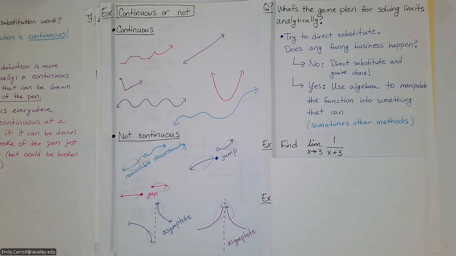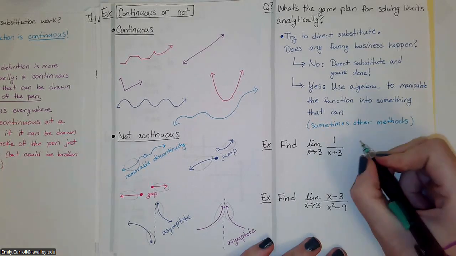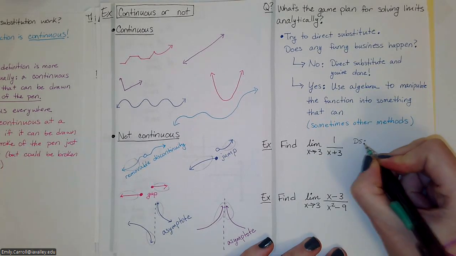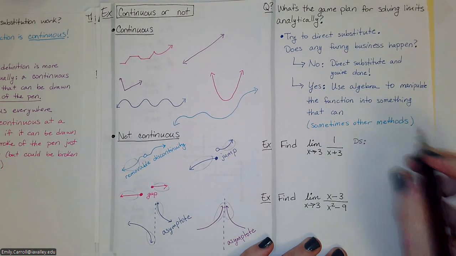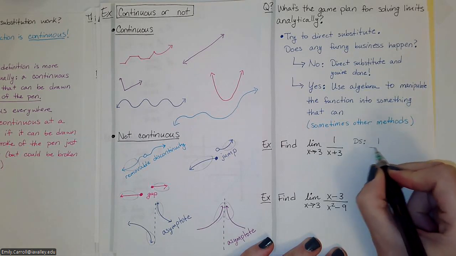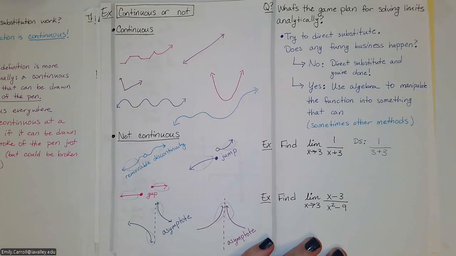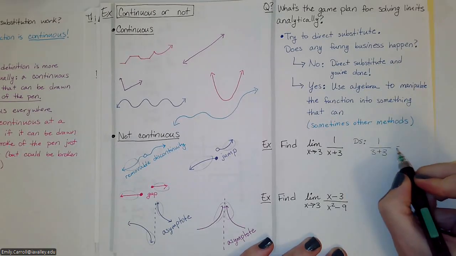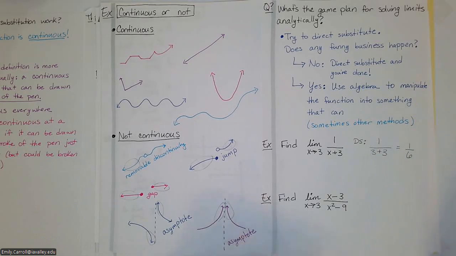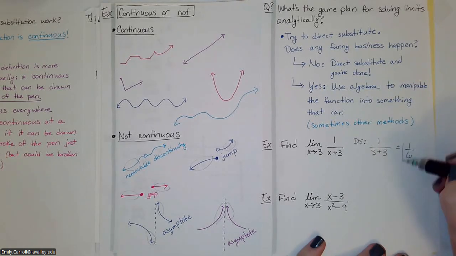Here's an example. Find the limit as x goes to 3 of 1 over x plus 3. Remember, your first line of defense is going to be the direct substitute. If I try to direct substitute 3 into this function, what do I get? I get 1 over 3 plus 3, which is equal to 1 over 6, and there's nothing wrong with that. So I'm done.